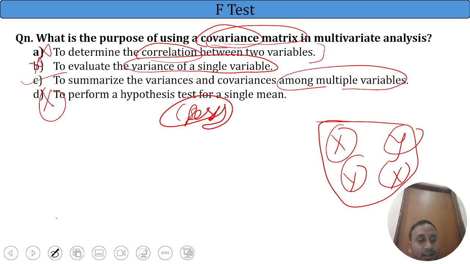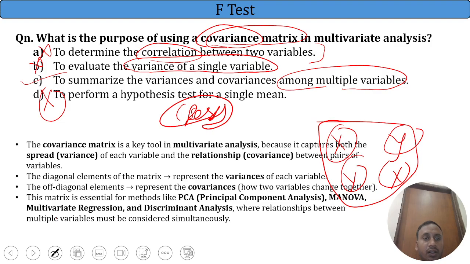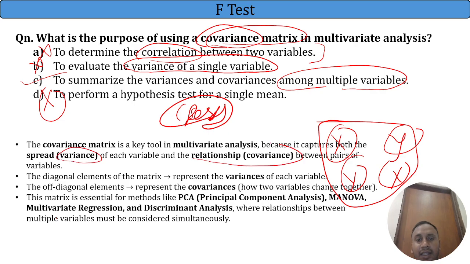Is this one clear? So the covariance matrix is a key tool in multivariate analysis because it captures both the variance and the relationships between the variables. The diagonal elements represent the variances, and the off-diagonal elements represent the covariances. So it's something we use to summarize.